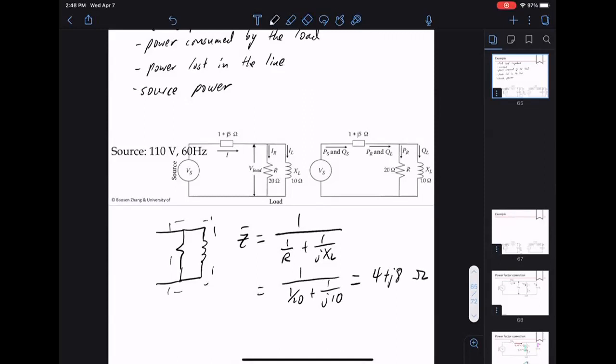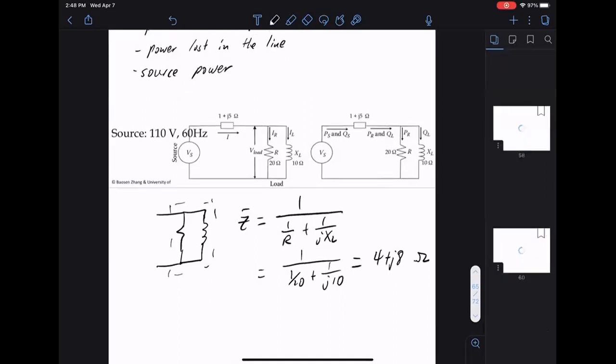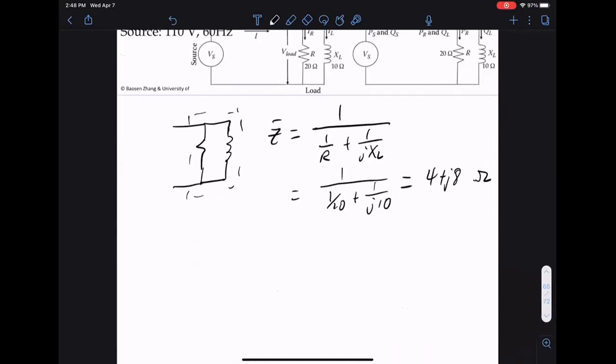ohms. So the unit is always ohms, even for a complex impedance. The real and imaginary parts have the same unit. We don't differentiate the unit here, although for power, we do differentiate between the real and imaginary part. For impedance, we just call both parts ohms. We do not differentiate between these two parts.